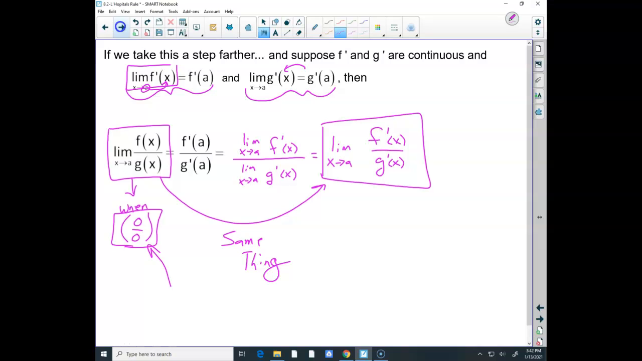Okay? So that's where we're running along here with L'Hopital's rule. Bottom line in a nutshell, L'Hopital's rule says when you first evaluate and you get the indeterminate form of 0 over 0, take the derivative of the top, take the derivative of the bottom, and try substituting that in again and see if you get your limit to exist.